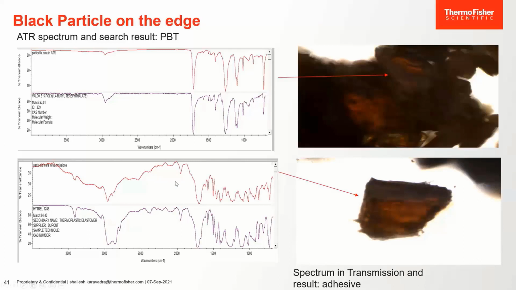And when we switch the mode, because the mode can be easily switched from ATR to transmission, and transmission mode can be used when you can really get the light transmitted through your sample and it's quite thin. In that case, we can see one more component which was present, which we did not see with an ATR, and that was an adhesive that was used for gluing probably two polymers together as a laminate, for example. So this came as a thermoplastic elastomer glue when we looked at the particle in transmission.